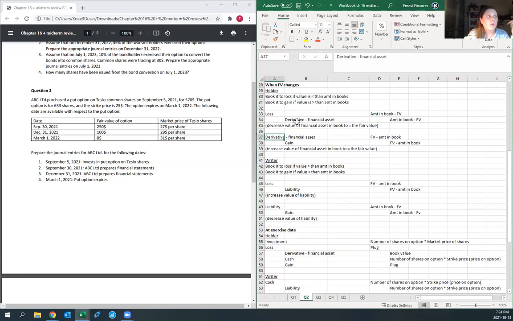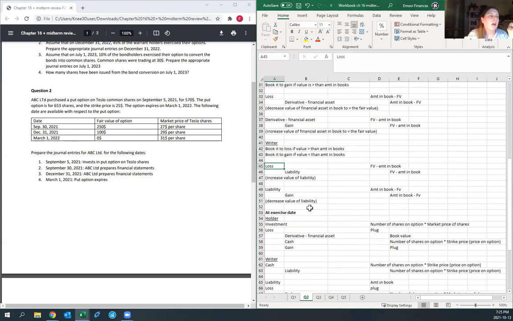The writer, when the holder has a loss, the writer has a gain. When the holder has a gain, the writer has a loss. It's always the same amount for both parties. It's just that one has a loss, the other one has a gain, and vice versa. So for the writer, if the value in the market is greater than the amount that they have in the books, then it's going to be a loss and they're going to increase the liability. And if the value in the market is smaller than what they have in their books, then they're going to decrease their liability and book it as a gain.